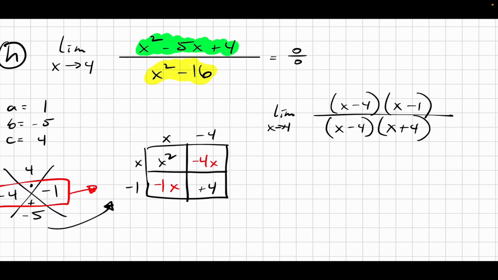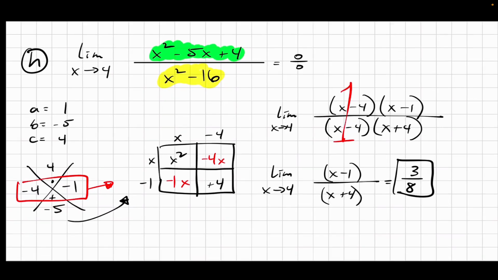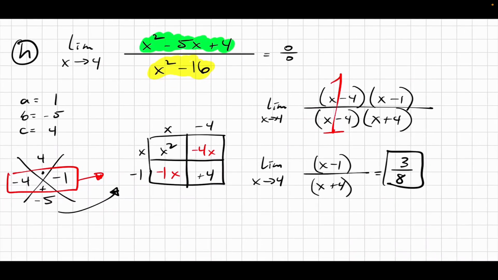What's that? So yeah, x minus 4 is going to cancel out. Yes, it is. So when those cancel out, now I have the limit as x approaches 4, and I have x minus 1 and x plus 4. And then now you're going to do your substitution. And when you plug it in, you're going to get 3 over 8. That's the factoring method.